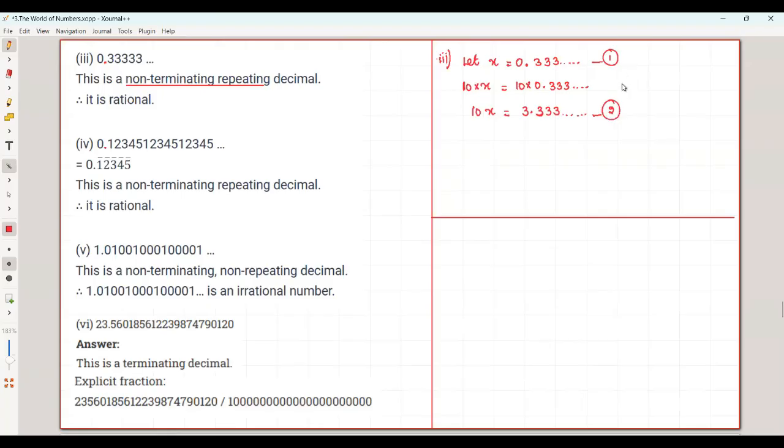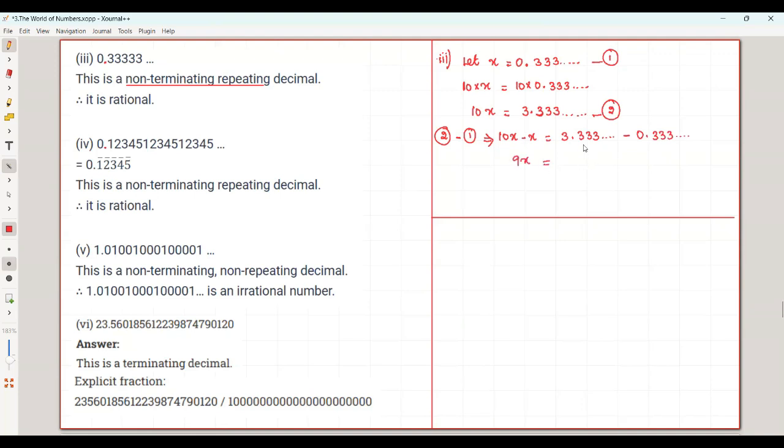Now third step, we have to subtract. Equation number 2 minus 1. Just subtract. So 10x minus x is equal to 3.333 minus 0.333. So 10x minus x will give 9x.